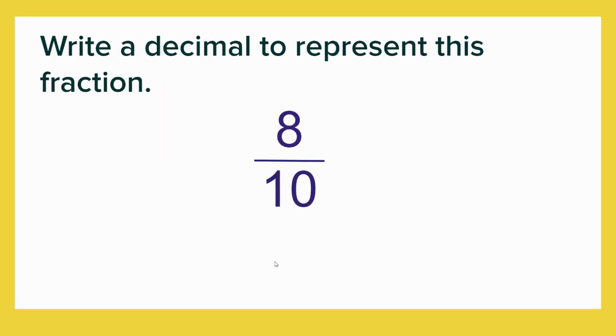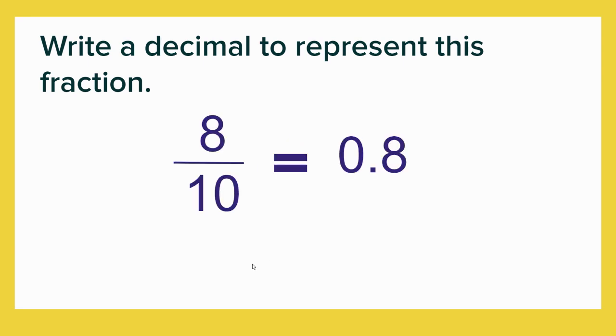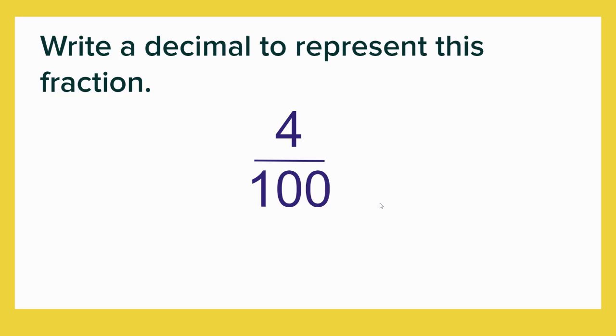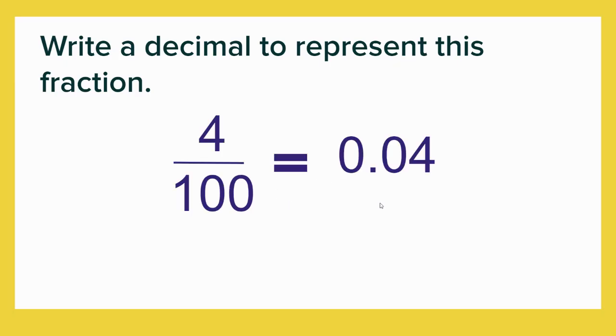Write a decimal to represent this fraction. Our fraction is 8 tenths, so we want to make sure we put 8 in the tenths place, so 0.8. Write a decimal to represent this fraction. Our fraction is 4 hundredths, so this time we want to make sure we put 4 in the hundredths place. This is our tenths, and this is our hundredths.